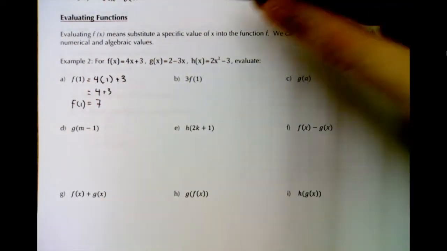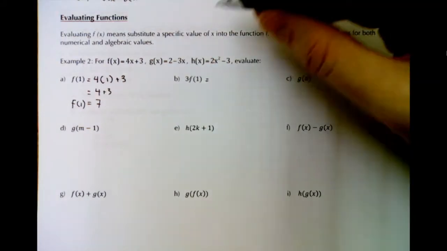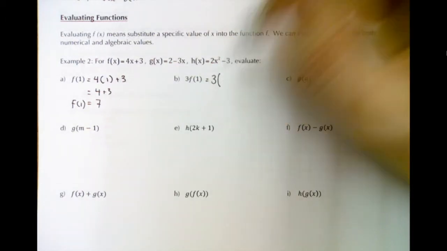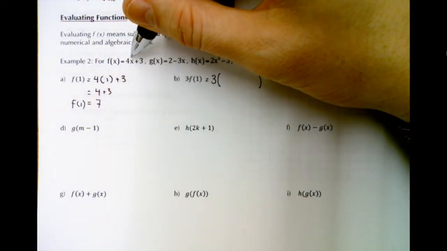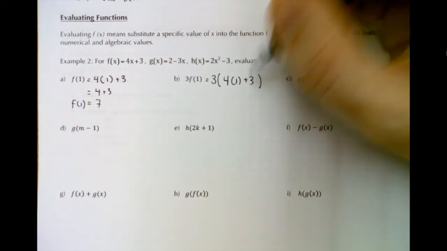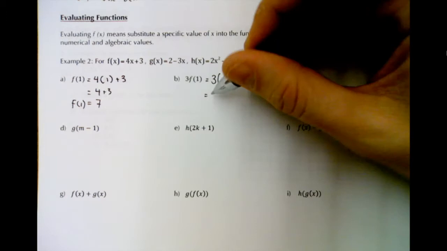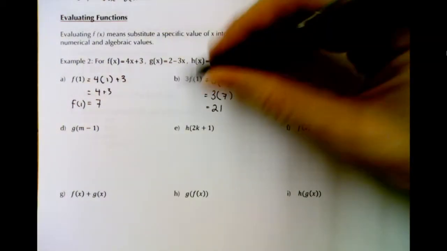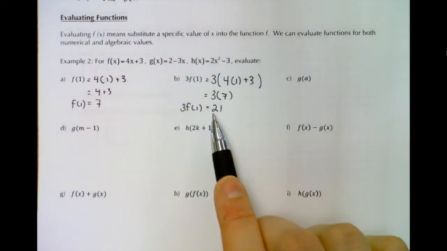But if I write it out and assume we don't know that f at 1 is 7, let's see what we got. This says 3 times the function at 1. So 3 times, and in brackets, I'm going to write what the function at 1 is. The function at 1 would be 4 times 1 plus 3. 4 times 1 is 4, plus 3 is 7, so it is, yes, 3 times 7, and 3 times 7 is 21. So 3 times f at 1 is 21.